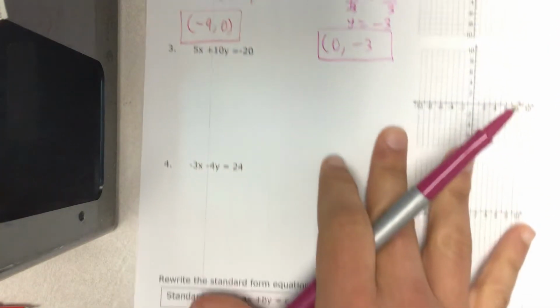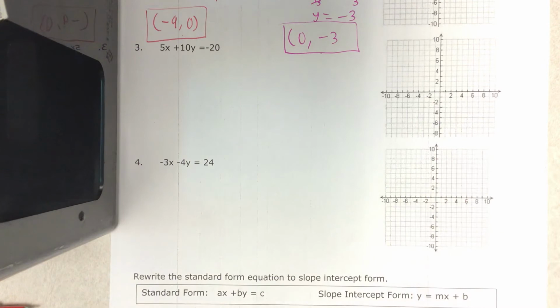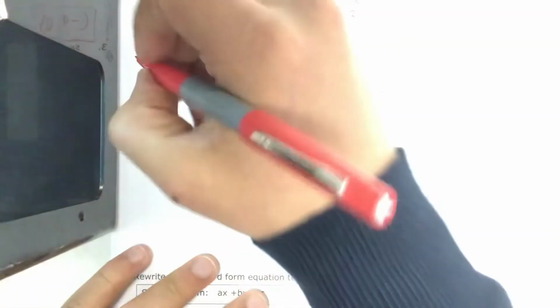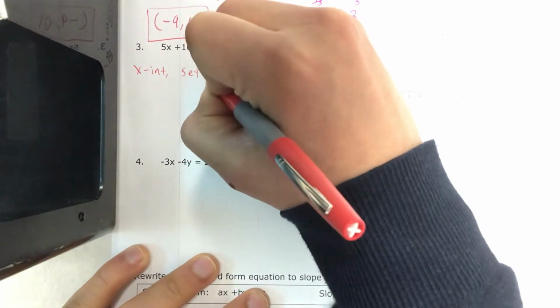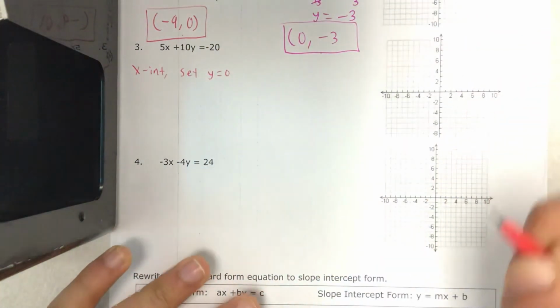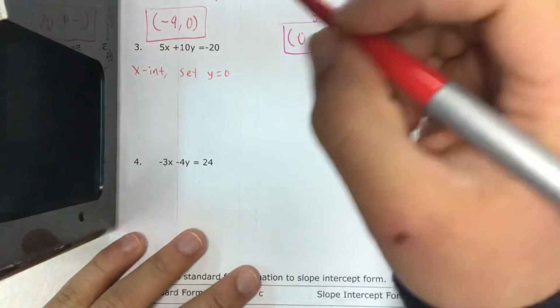Let's slide up to number 3. So number 3, same thing: 5x plus 10y equals -20. Let's find some intercepts. For the x-intercept, we set y equal to 0. And again, it's just a pattern. You're just doing the same things over and over again.